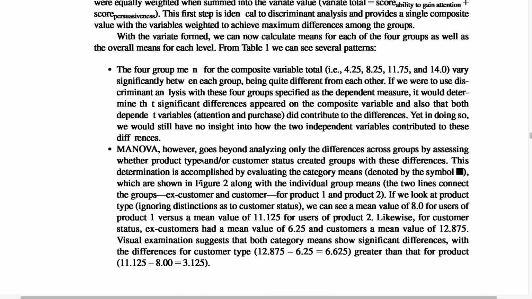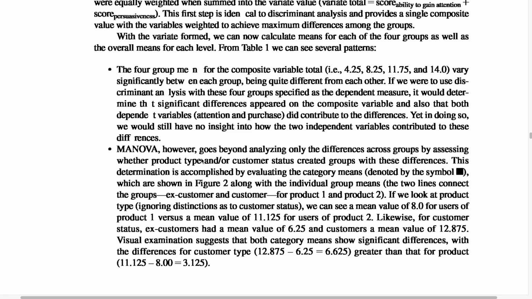The four group means for the composite variable total, that is 4.25, 8.25, 11.27 and 11.0, vary significantly between the groups, being quite different from each other. If we were to use discriminant analysis with these four groups specified and the dependent measures, it would be determined that significant differences appeared on the composite variable and also on both dependent variables. Attention and purchases both contributed to the differences.